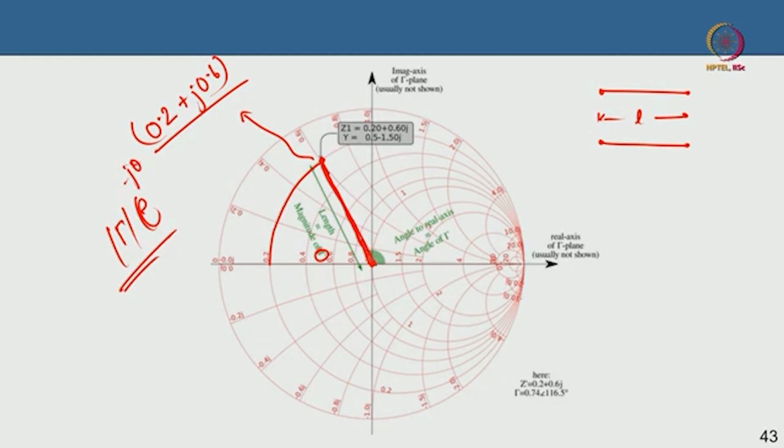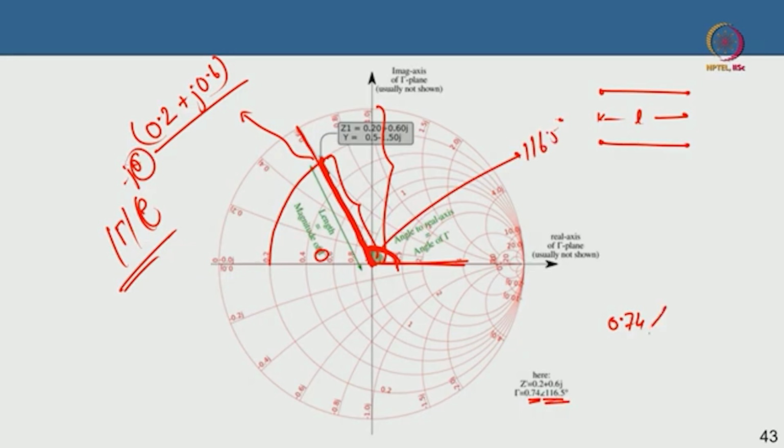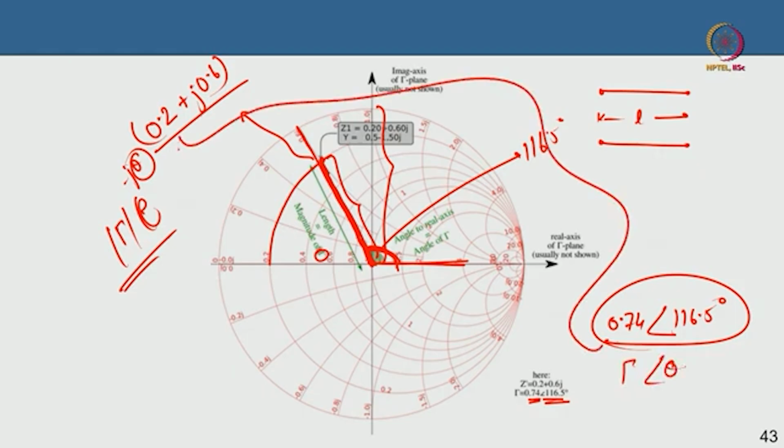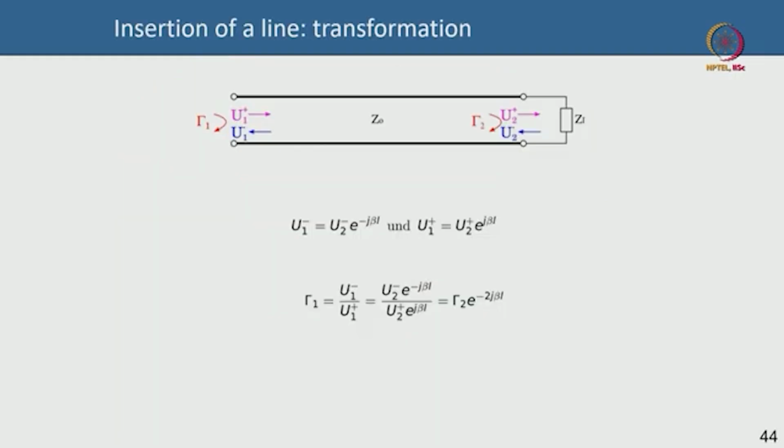But how will you measure the magnitude of this line? With respect to the full radius of the circle. If the entire radius of the circle is 1, then this is the magnitude, and it comes out to be 0.74. If you take a ruler or a scale, you will find that. And the angle it forms with this axis is theta, which in this case is 116.5 degrees. So 0.74 at 116.5 degrees is your polar form, gamma and theta, that represents this particular impedance of 0.2 plus j0.6. Just keep that in mind. Now I will talk about what happens when you add a line.